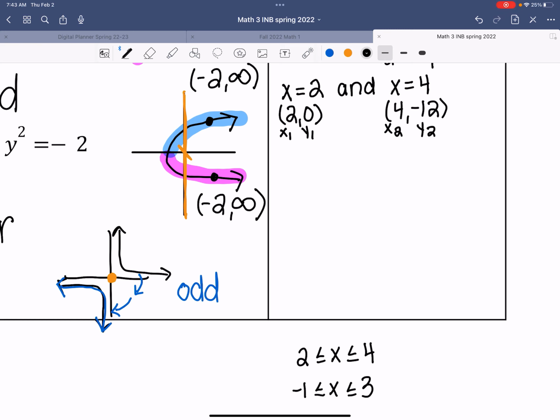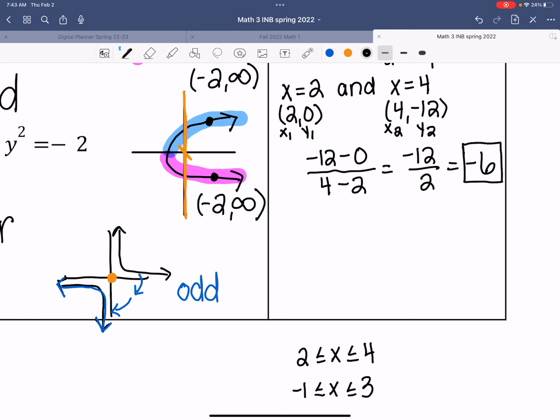So I know in this situation, this is going to be my x1, y1, x2, y2. And then I just set it up. So this is going to be negative 12 minus 0 for y2 minus y1, and then 4 minus 2. So that's going to be negative 12 over 2. So my rate of change is going to be negative 6 for that particular interval. Now, the rate of change is going to completely be different based off of which interval you're looking at.